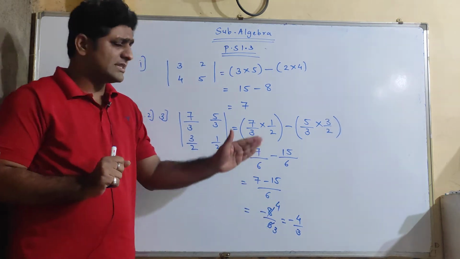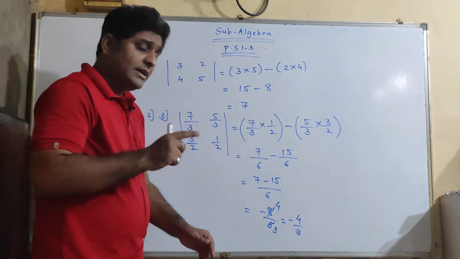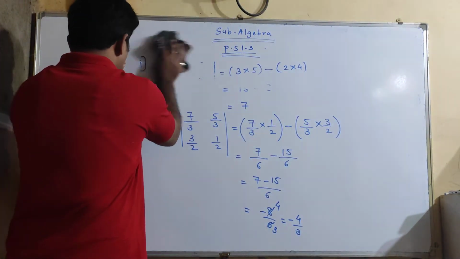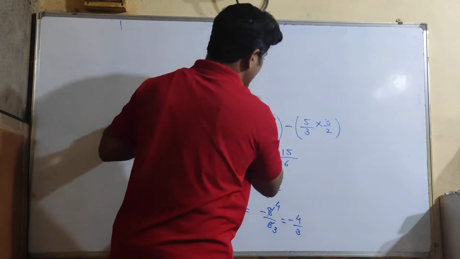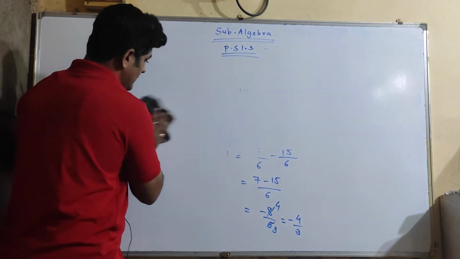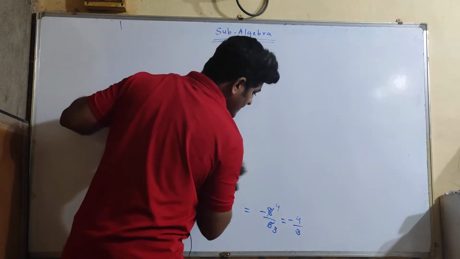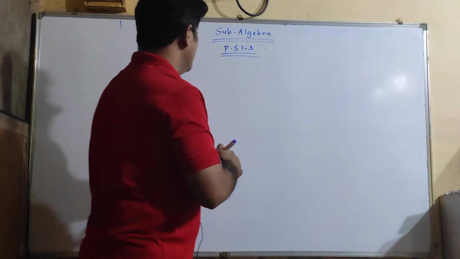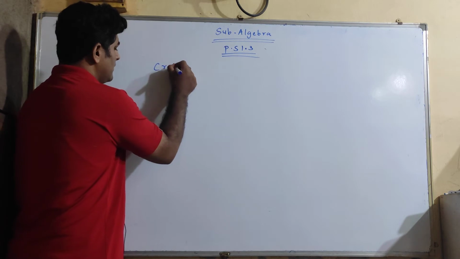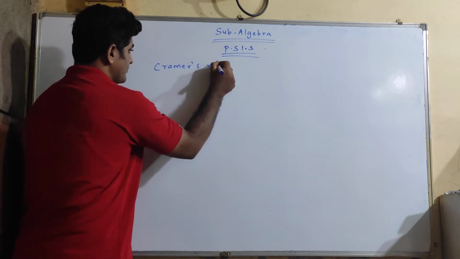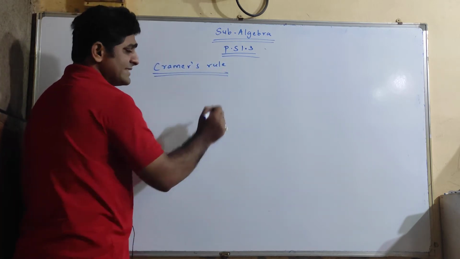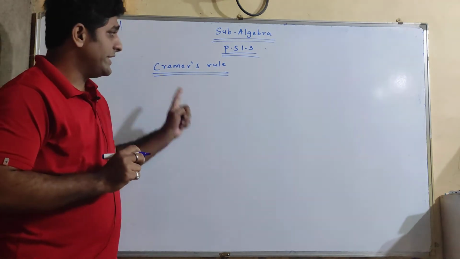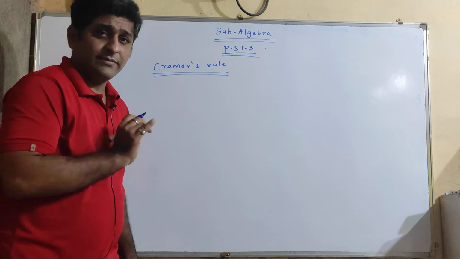Okay students, so this is our first part for today. Let us continue further, and now in our next part we will learn about Cramer's rule. Now this is the second way of solving linear equations in two variables, that is Cramer's rule.